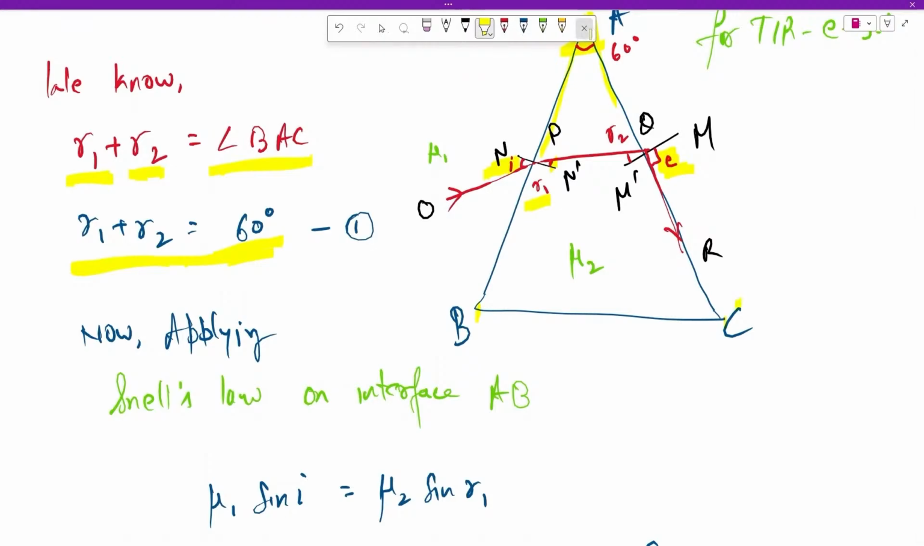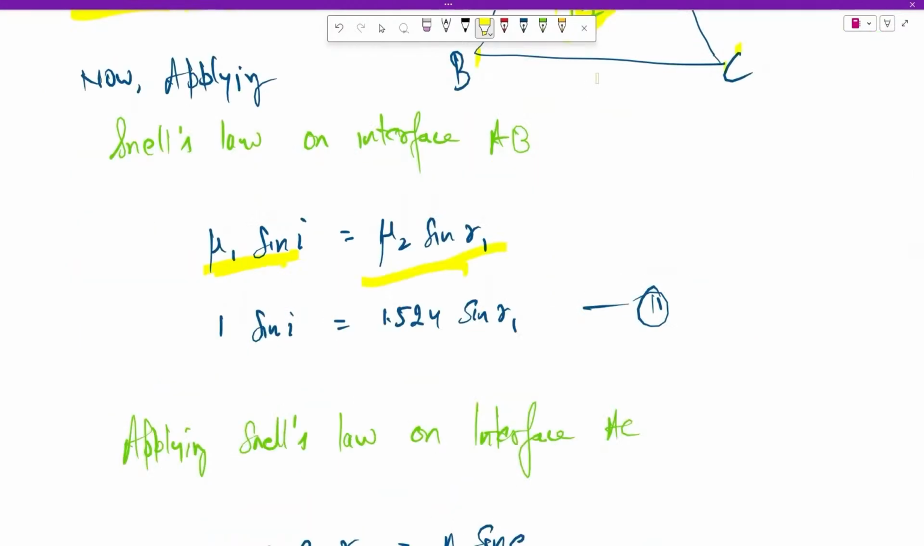So applying Snell's law on face AB, if the outer media has refractive index mu1 and the prism has refractive index mu2, then mu1 sine I equals mu2 sine R1. So we can say that mu1, the refractive index of the media surrounding the prism, is 1, and sine I would be equal to 1.524 times sine R1.